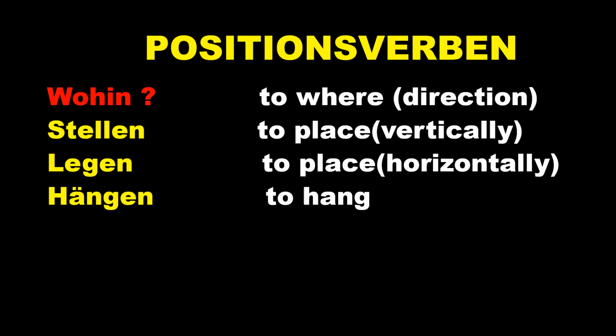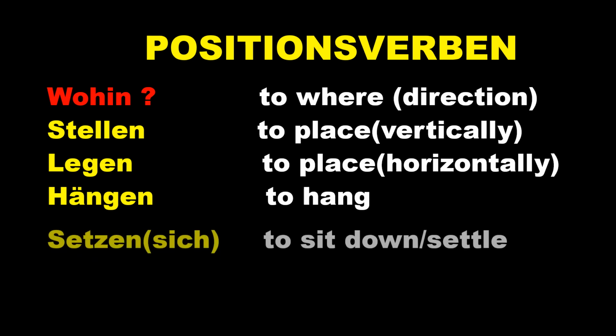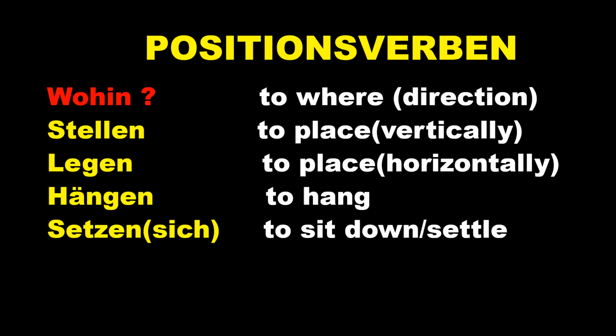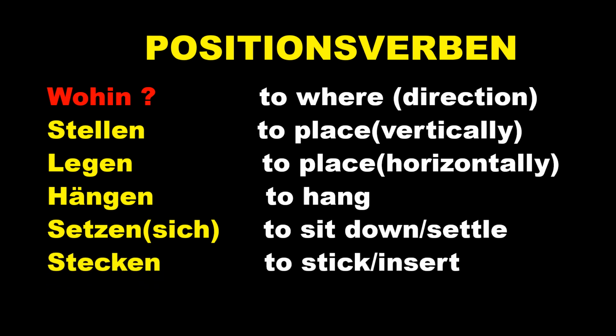Next verb is hängen again, but here it means to hang, like somebody is doing the action. It does not mean something is hanging on the wall. That is position, but here it is movement. Next verb is setzen, which is always combined with sich, which means to sit down or to settle down. Next verb is stecken again, which means to stick or to insert or to put sometimes. Okay. So let's see few examples to understand how to use these verbs.